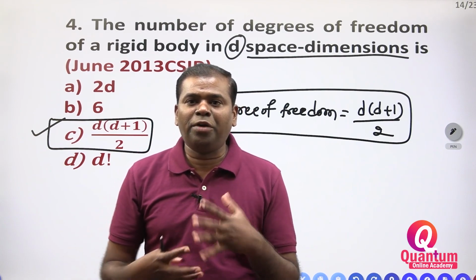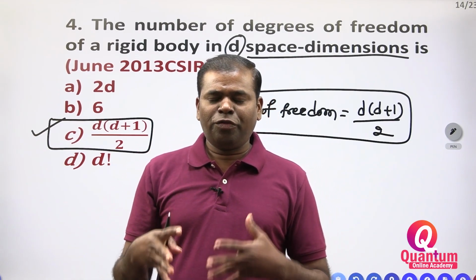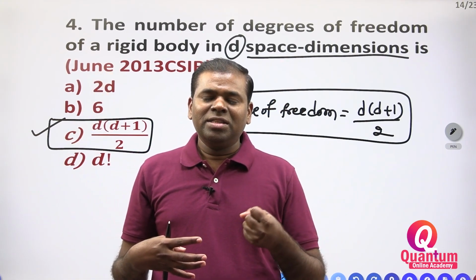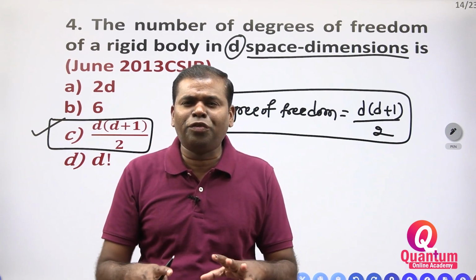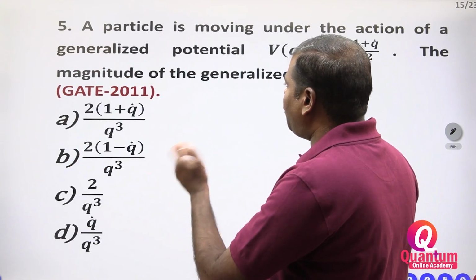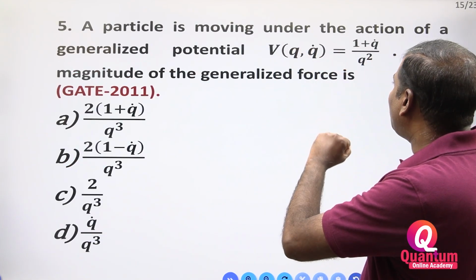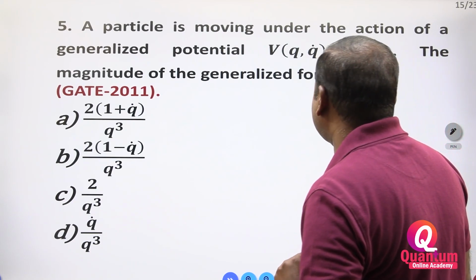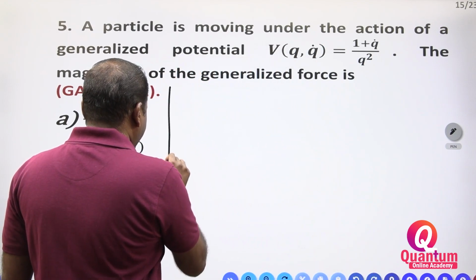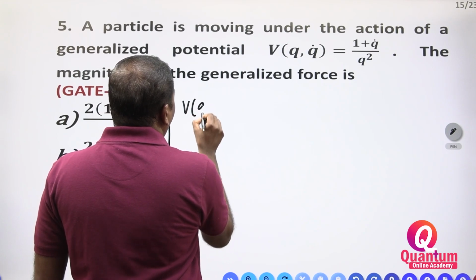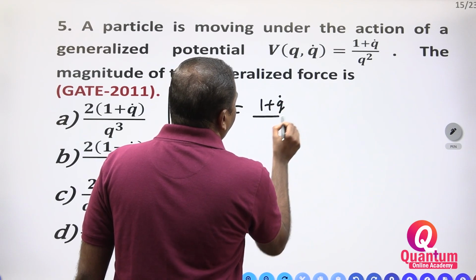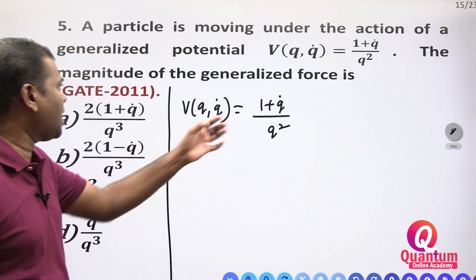This question is degree of freedom. Most of the time, from parallel axis theorem, perpendicular axis theorem, or otherwise moment of inertia questions, direct formulas they are asking in CSIR also from rigid body dynamics. Now we will see: a particle is moving under the action of generalized potential. What is the generalized potential? They are giving V of q, q dot is equal to 1 plus q dot by q square. This is the generalized potential.